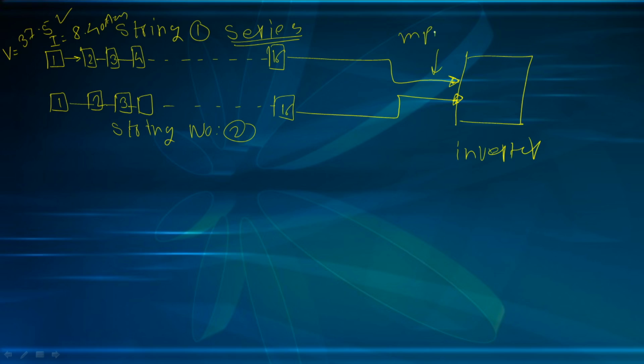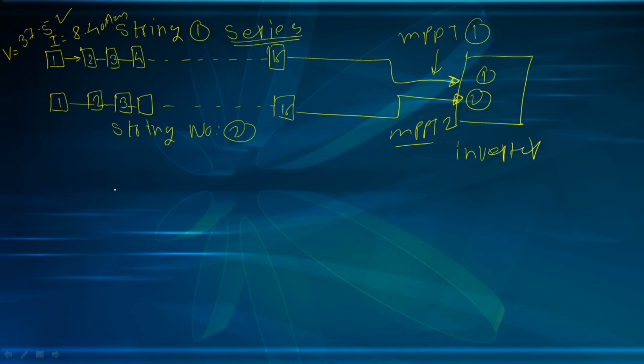So ultimately the output of string number 1 we give to MPPT number 1, and the output of string number 2 we give to MPPT number 2, and this is where the inverter is located. So this is our inverter. Basically, this is what we call maximum power point tracking connection number 1, MPPT number 1, and this is our MPPT number 2. So this is one connection, this is our second connection.